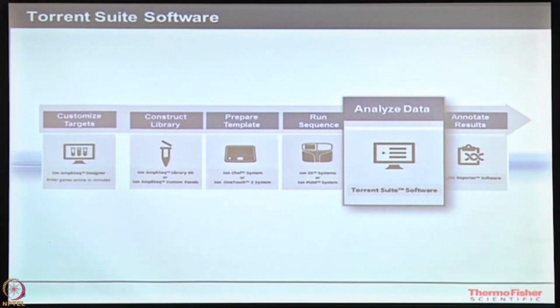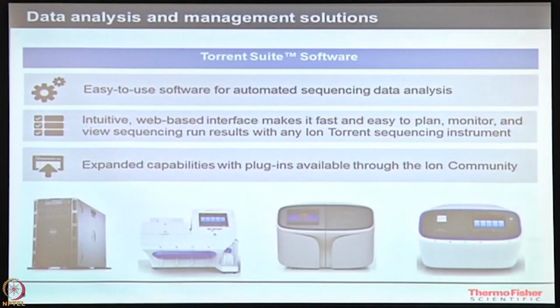For that, we have a tool called, sorry, I just explained a lot of things about the Torrent Suite software. Just to put it in a shorter way, you have automated sequencing data analysis. The interface is web-based, where you can easily go into a website and go through the runs and reports, download the reports in PDF, and run different plugins that are available for doing analysis, okay?